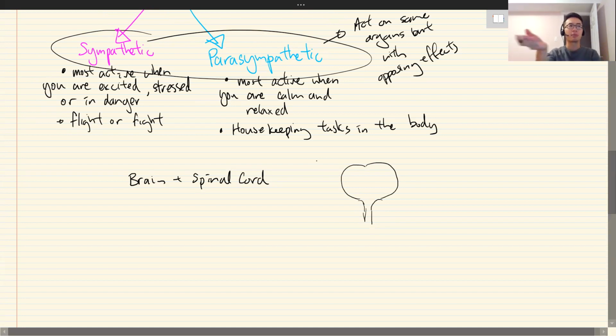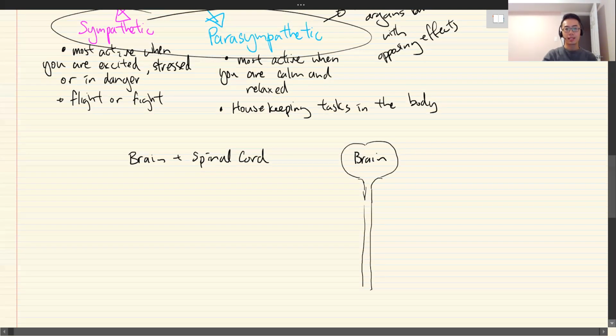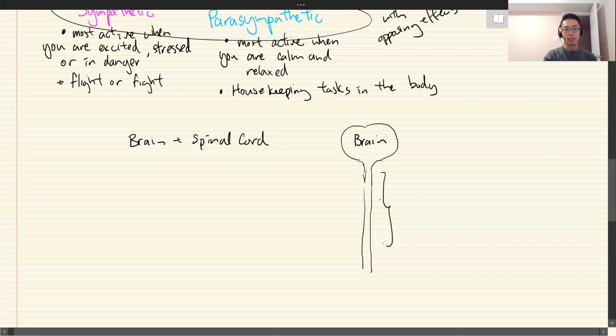We learned it in the respiratory system. Can anybody remind me what's the structure in the brainstem that we learned about? Medulla oblongata, yes. The medulla oblongata is where you will find the respiratory center. So this is the brain, and then this is the brainstem, and then the brainstem will continue to come down through your entire backbone, all the way to your lower back. That is the spinal cord right here.